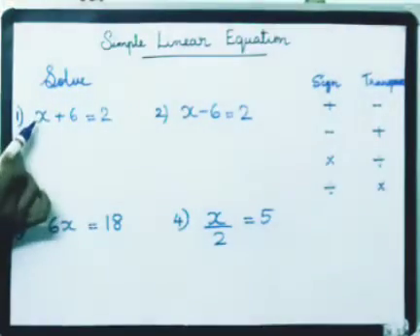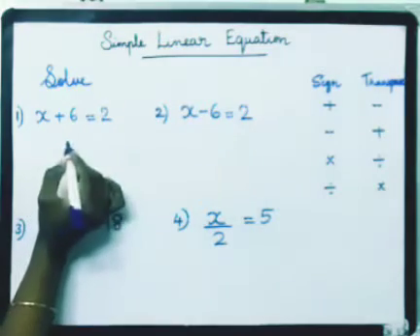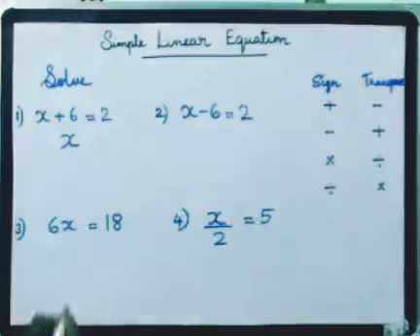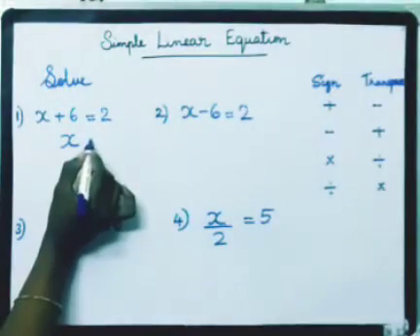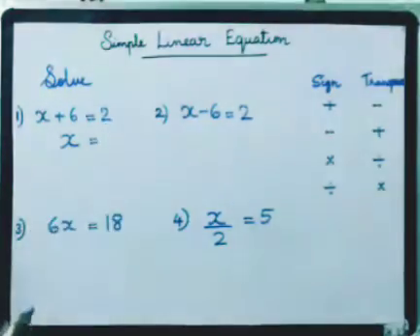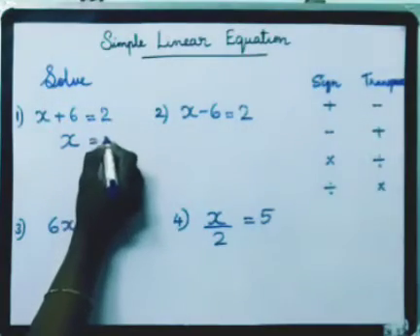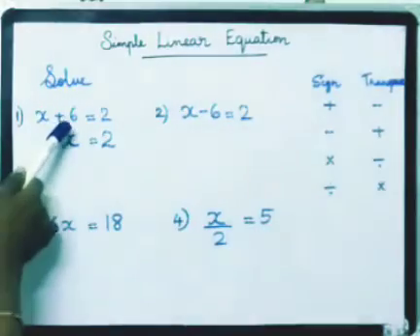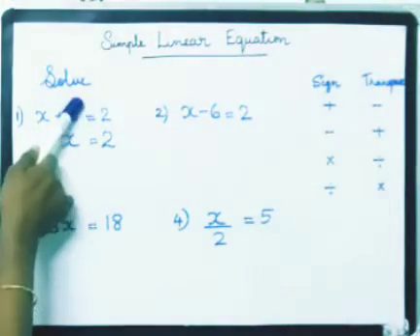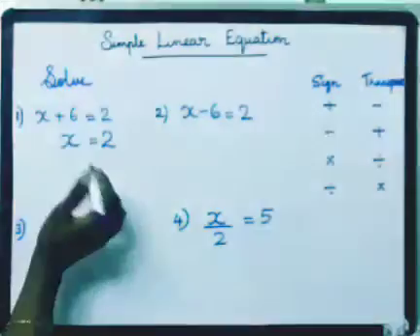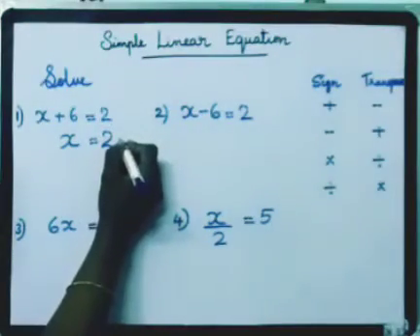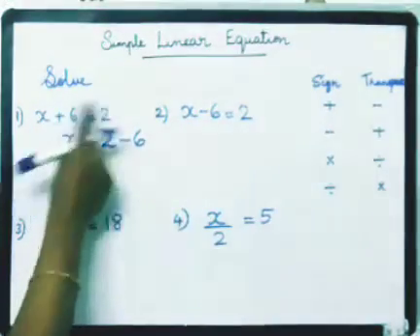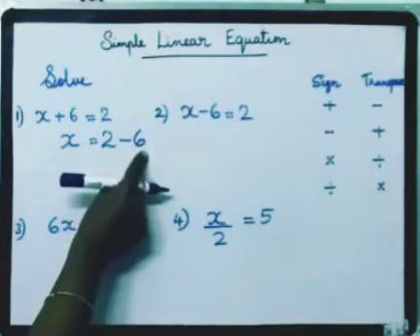So which variable do you want to find out? x. So that variable x you have to write on the left side. Then after the equal to sign, what number is written? 2. So rewrite that 2. Then what is that number written on the left side? It is positive 6. Positive 6 you have to take to the right side with a minus sign. So plus 6, when it comes to the right side, it becomes a minus sign.